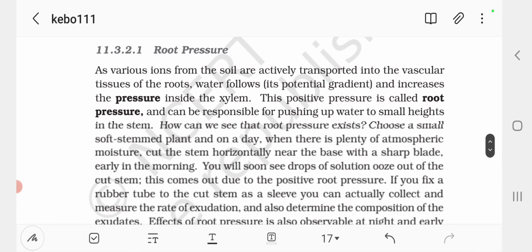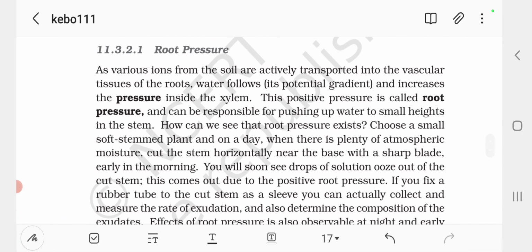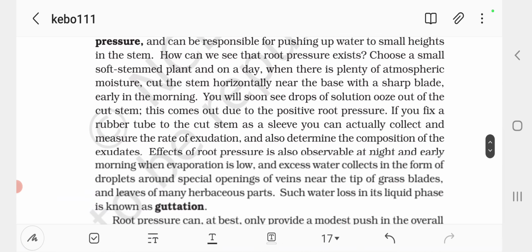11.3.2.1 Root pressure. As various ions from the soil are actively transported into the vascular tissues of roots, water follows and increases the pressure inside the xylem. This positive pressure is called the root pressure and can be responsible for pushing up the water to small heights in the stem. How can we see that the root pressure exists?